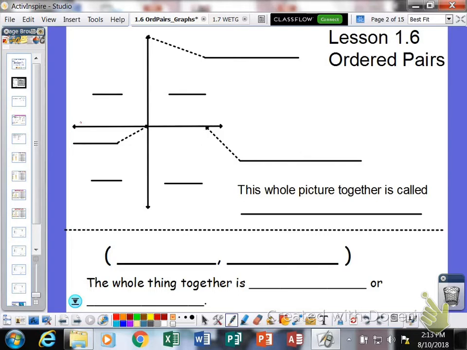So let's go ahead starting off and labeling our graph here. The first thing we have is the vertical line going up and down. That vertical line right there is called our y-axis. The horizontal line going across this way, right here, that is called our x-axis.